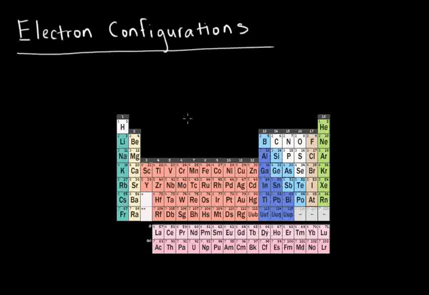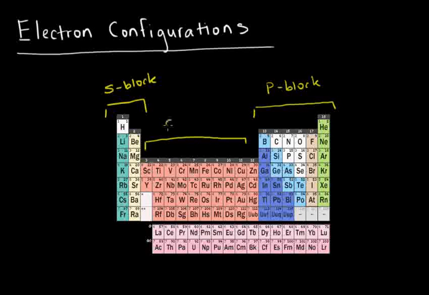Here we've got the standard periodic table, which you should know pretty well by now. We're actually going to make some new divisions, and we're going to create something called blocks. First I'm going to draw them for you. Here we've got the S block, these two families right here. Here we've got the P block. Over here with the transition metals, we've got the D block, and the lanthanides and actinides are the F block.